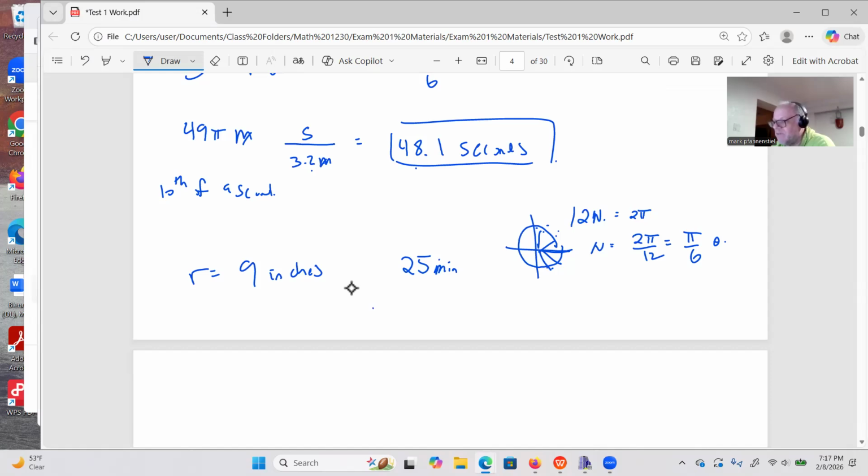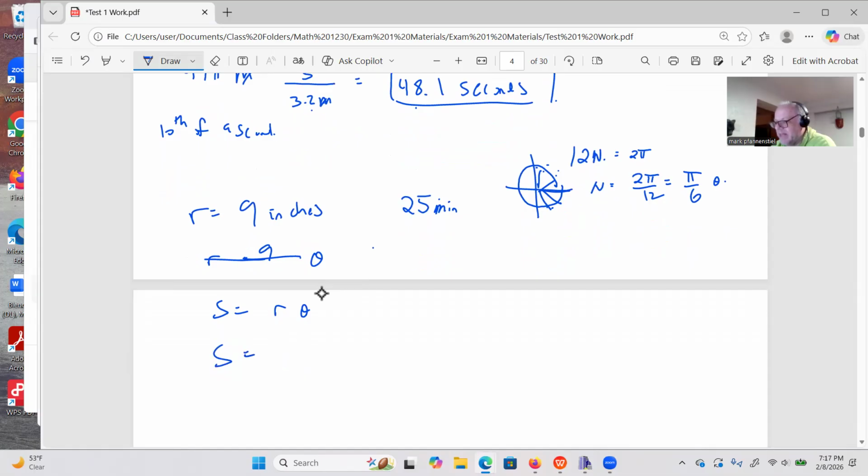So we have 9 inches times our theta, right? That's S equals R theta. Okay, so that's going to be S equals 9 for my radius times 5 pi over 6, because that's what the arc length is actually going to go through. Let's see if we can do a little bit with this. We have 9 is equal to 3 times 3, and 6 is 2 times 3. We'll cancel out the 3's, so we end up with 15 over 2 pi inches.